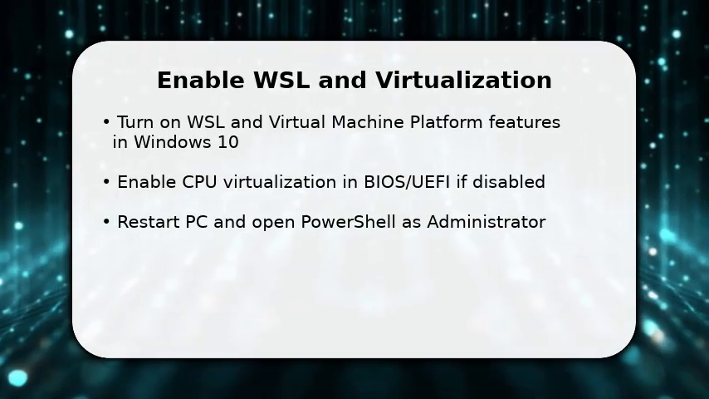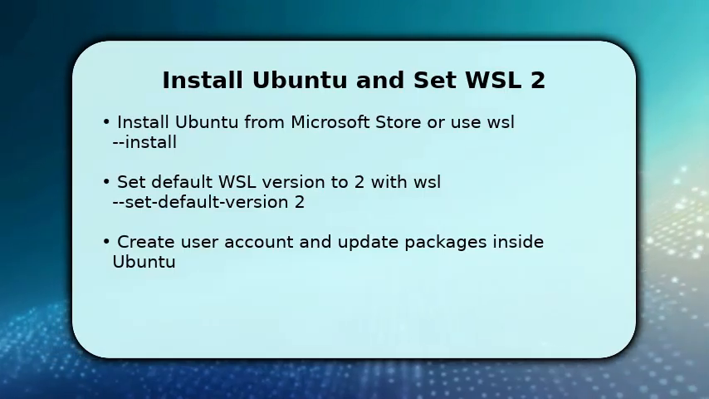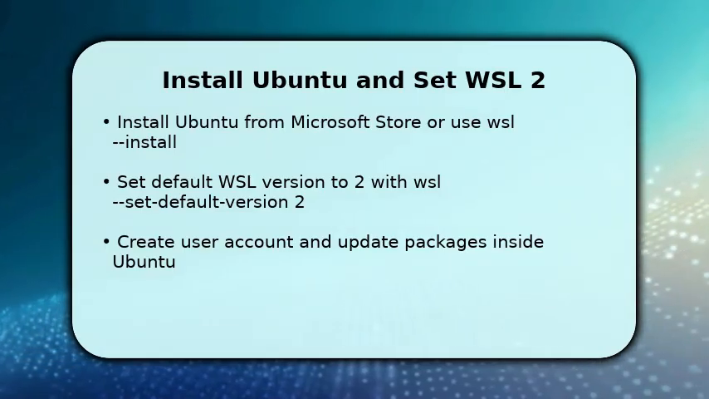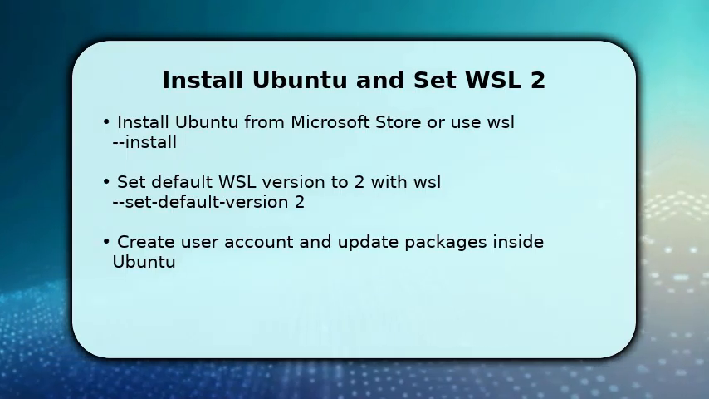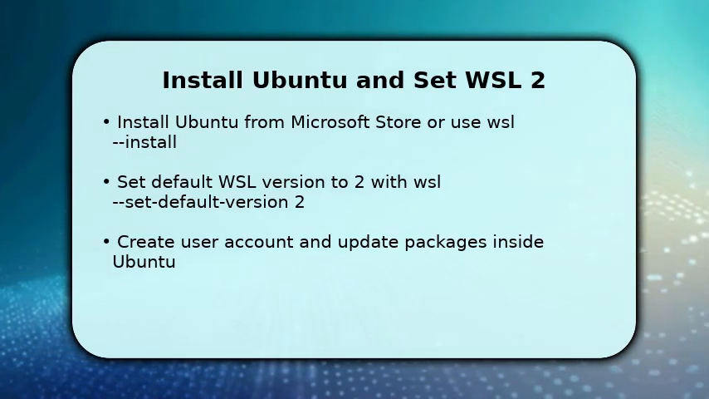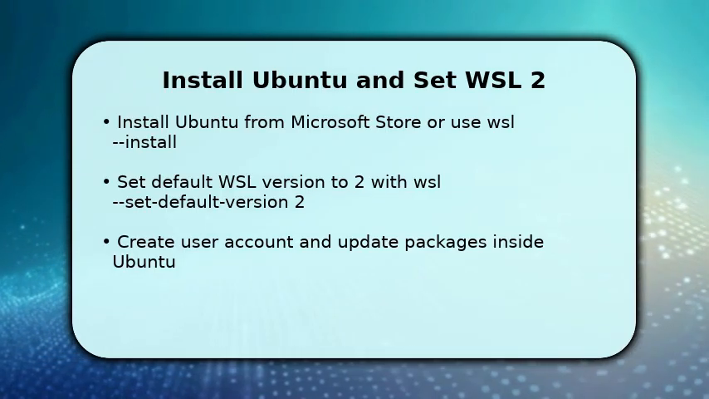Now install Ubuntu. Either use the Microsoft Store or run WSL install to fetch a distribution. After the install, immediately set WSL2 as the default with WSL set default version 2 so new distros use the updated kernel and file system performance.